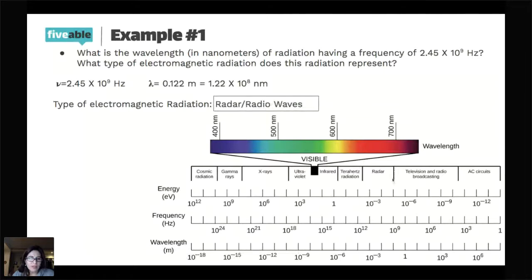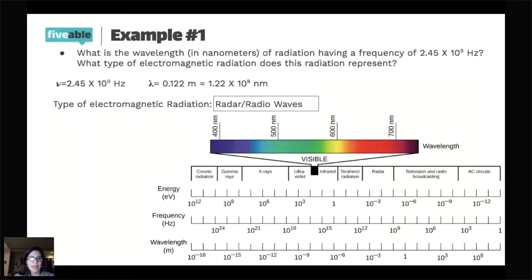Any questions on how to decide the electromagnetic radiation? You just match on the chart there, or they will give you a table with values so that you can decide which part of the spectrum you're located in.